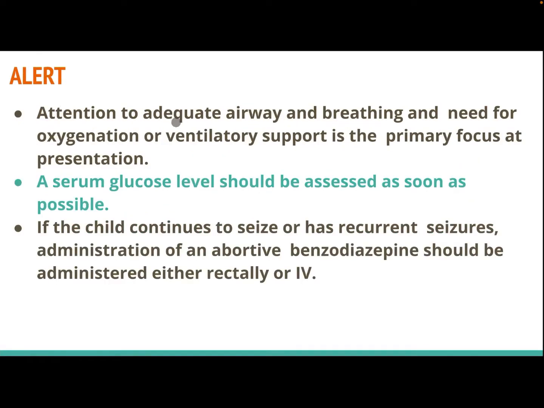Attention to adequate airway and breathing and need for oxygenation or ventilation support is the primary focus at presentation. Serum glucose level should be assessed as soon as possible. If the child continues to seize or has recurrent seizure, an abortive benzodiazepine should be administered either rectally or IV.